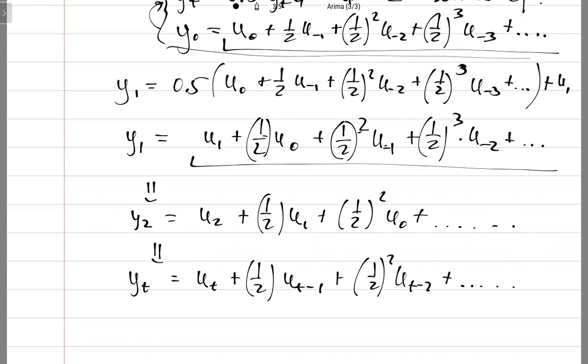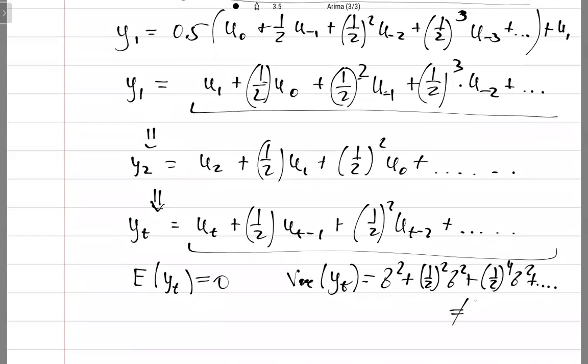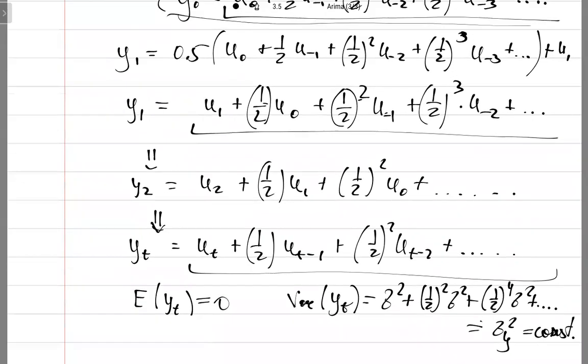Because of the same structure, I can see that the expected value of yt is 0. I can see that the variance of yt is constant. Why is it constant? Because I will basically calculate sigma squared plus 1/2 squared sigma squared plus 1/2 power 4 sigma squared plus so on, and it will not depend on t. It will be constant, and that solution is stationary.